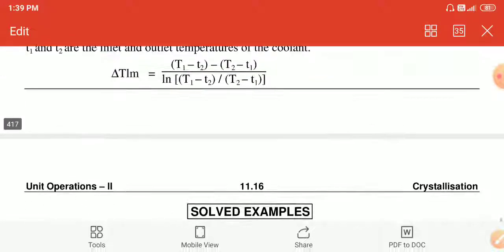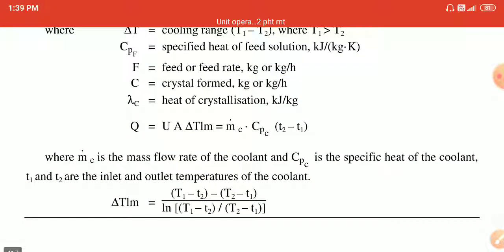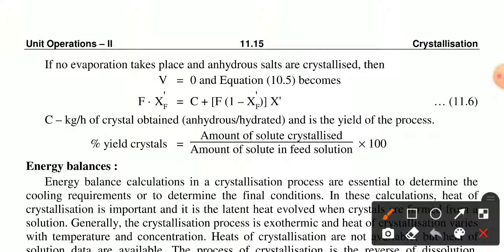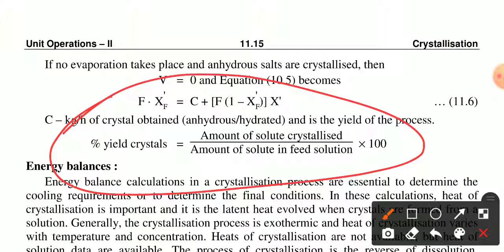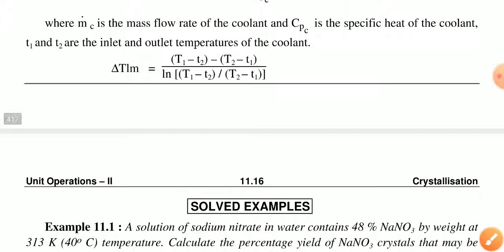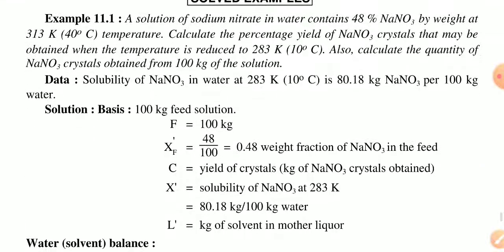In the previous lecture, we saw the material balance for finding the yield. Percentage yield is the amount of solute crystallized divided by the amount of solute in the feed solution, multiplied by 100. And the balancing equations are used here. Okay, let us find the solution.